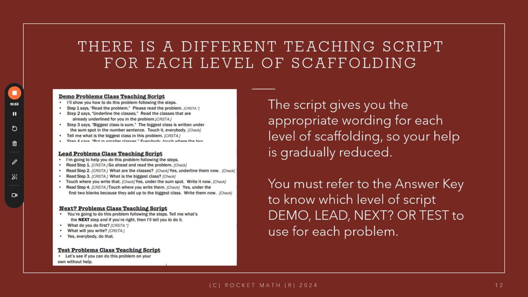So there's a different teaching script for each level of scaffolding. There are scripts for demo, for lead, for next, and for test. The script gives you the appropriate wording for each level of scaffolding. Following the scripts will cause you to systematically reduce your scaffolding so you can see if students are mastering the procedures. You have to refer to the answer key to know which script to use for each problem in a worksheet.